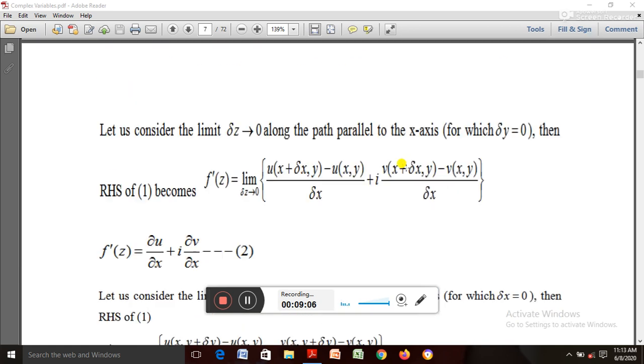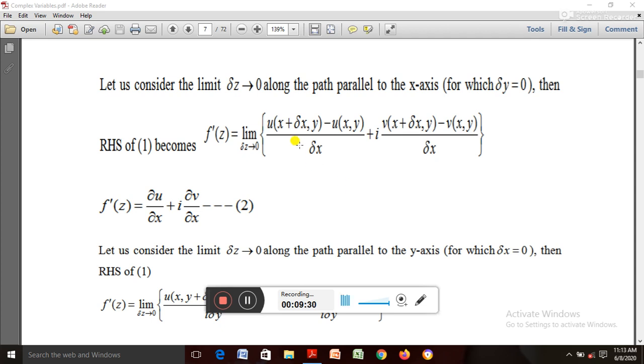So putting delta y equal to 0, the right hand side of equation 1 becomes f dash of z is equal to limit of delta z tends to 0 of u of x plus delta x comma y minus u of x comma y divided by delta x, plus i into phi of x plus delta x comma y minus v of x y divided by delta x.